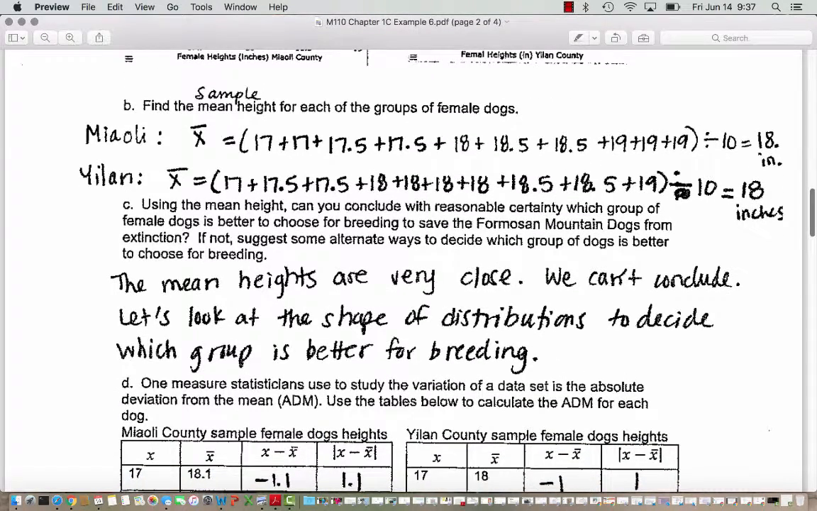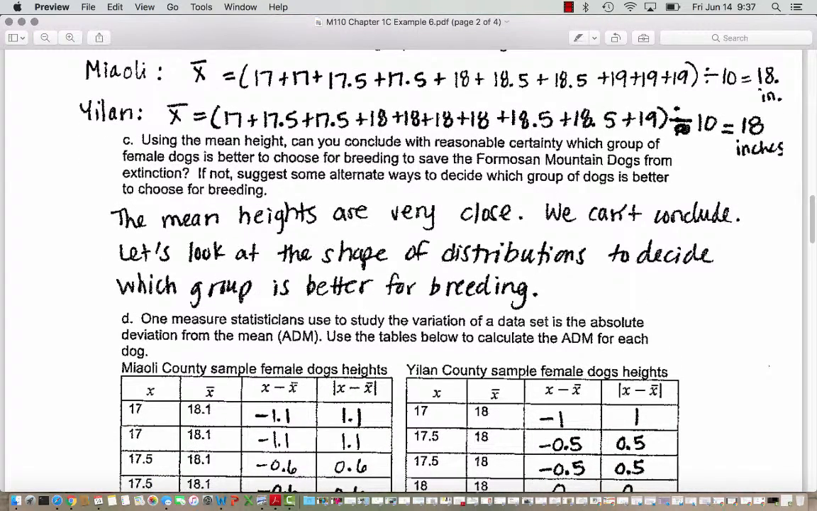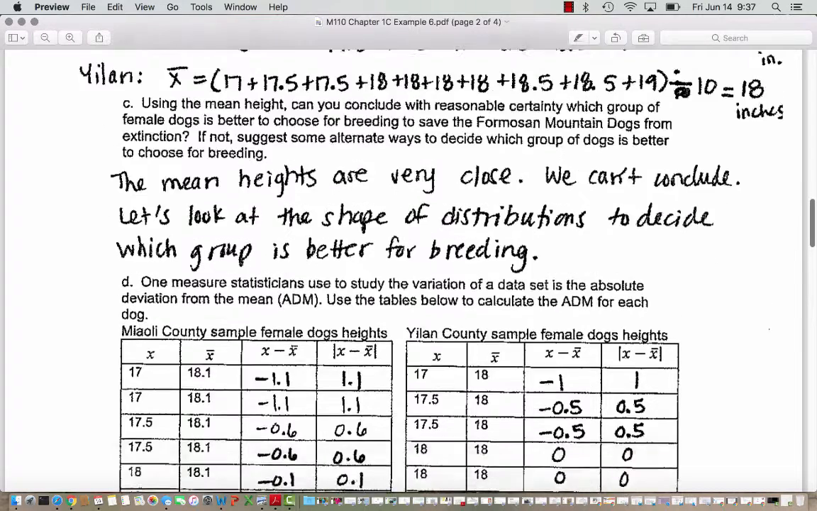So I don't think we can decide which dog group is better just based on the mean height. I said here the mean heights are very close. We can't conclude with reasonable certainty which group is better to choose for breeding. So let's look at the shape of the distributions to decide which group is better for breeding. There are a couple of different ways we look at distances from the mean. One measure that statisticians use to study the variation or change of a data set is the absolute deviation from the mean, or ADM for short.